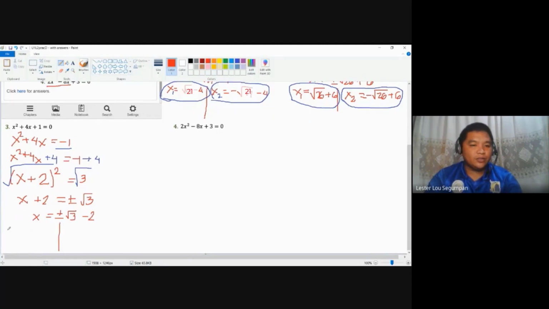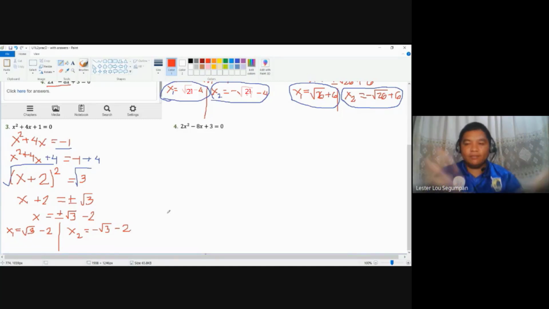The two roots: the first is the positive. Well, you may also use the first as the negative. Nevertheless, they are both roots. And the second root is the negative square root of 3 minus 2. Okay?